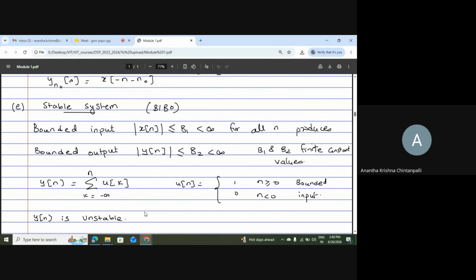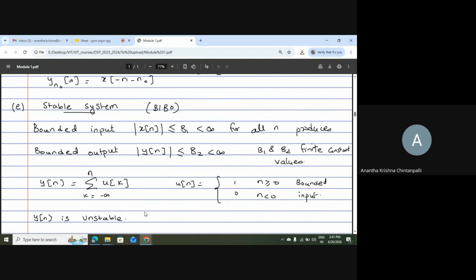So now, if you look at a positive value, some value n is equal to 2. So what will happen for n is equal to 2? You will get y of 2 is going to be 3. Okay, y of 4 is going to be 5, for example, because we are going to add up. So if you look at only positive finite values of n, then you are going to say it is stable.